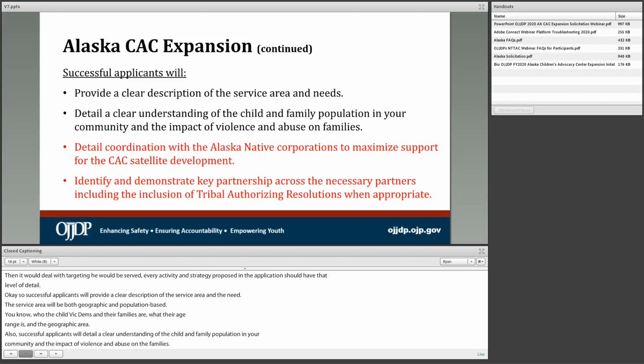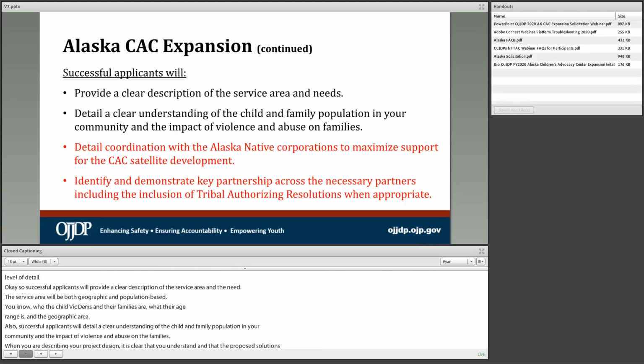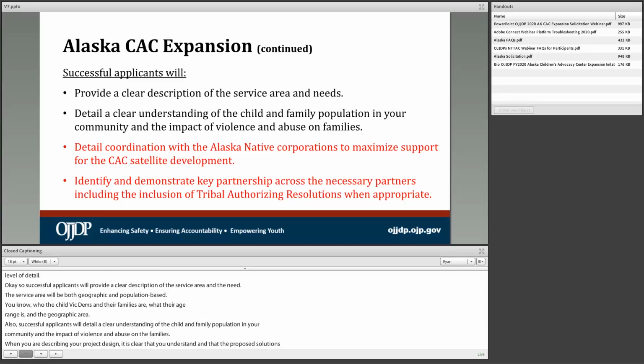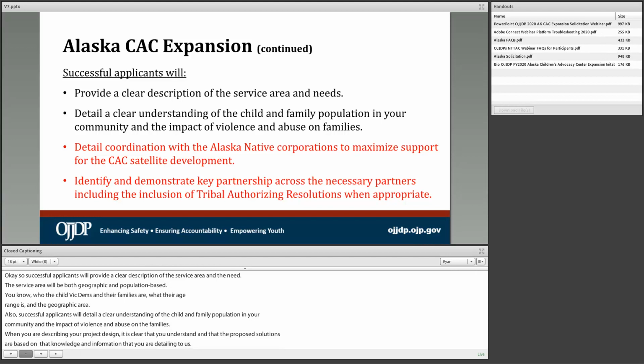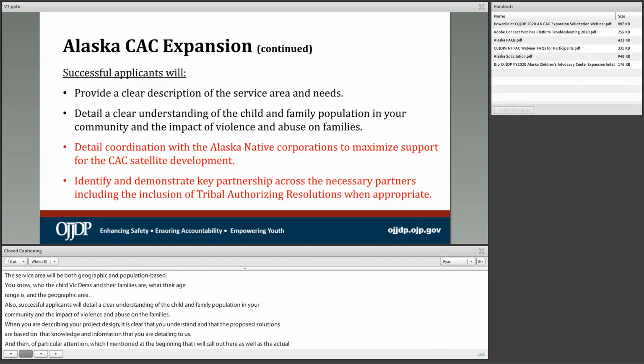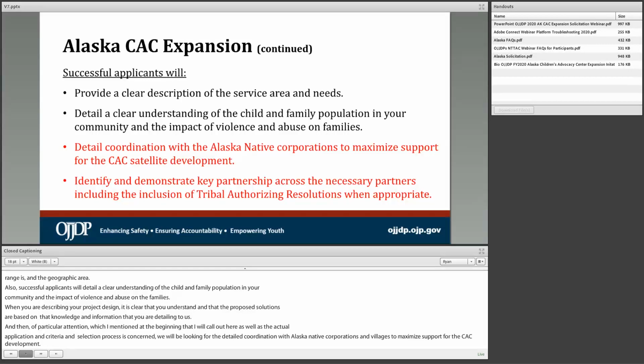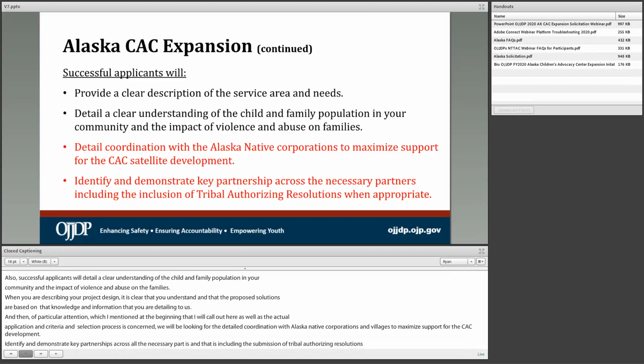And then of particular attention, which I mentioned at the beginning, but I will call out here as well in terms of the actual application criteria and selection process, is that we will be looking for the detailed coordination with Alaska Native corporations and villages to maximize that support for the CAC development, and to identify and demonstrate key partnerships across all the necessary partners. And that includes the submission of tribal authorizing resolutions or MOUs or whatever contractual agreements are appropriate for the partnership. But if you were submitting as co-applicants, those are necessary.